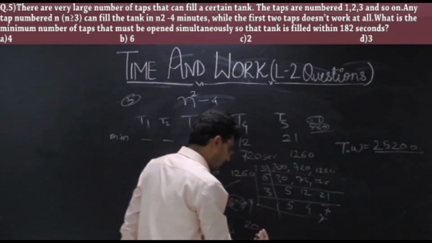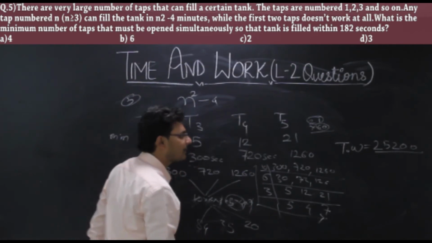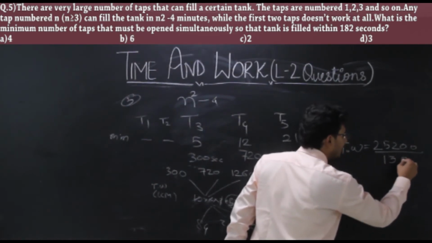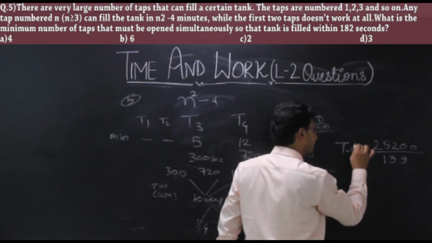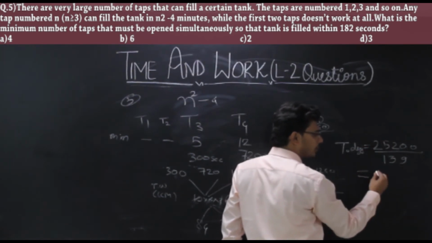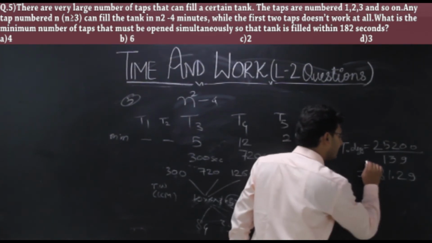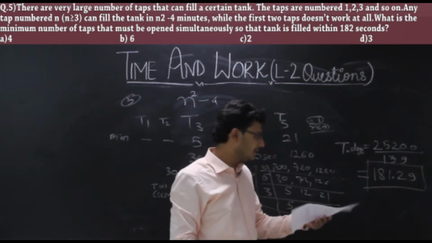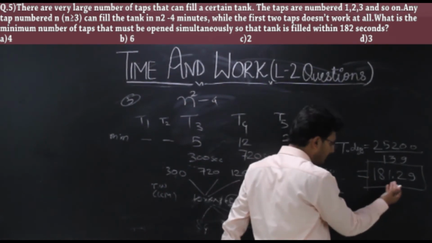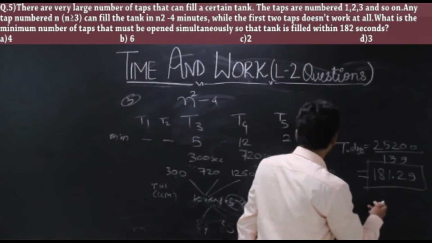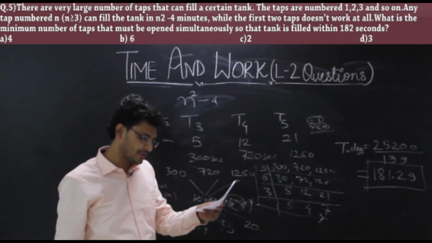What is the total work done per day? Nothing but 84 plus 35 plus 20, that is 104 plus 35, that is 139. Okay, you can calculate it on a calculator. The total required days comes out to be 181.29. If you can see, this is marginally less than what he has asked, 182. Our answer is coming out to be 181.3. So the answer will be that 3 taps are required, that is tap 3, tap 4 and tap 5. So the answer for this question is option D, that is 3 taps.